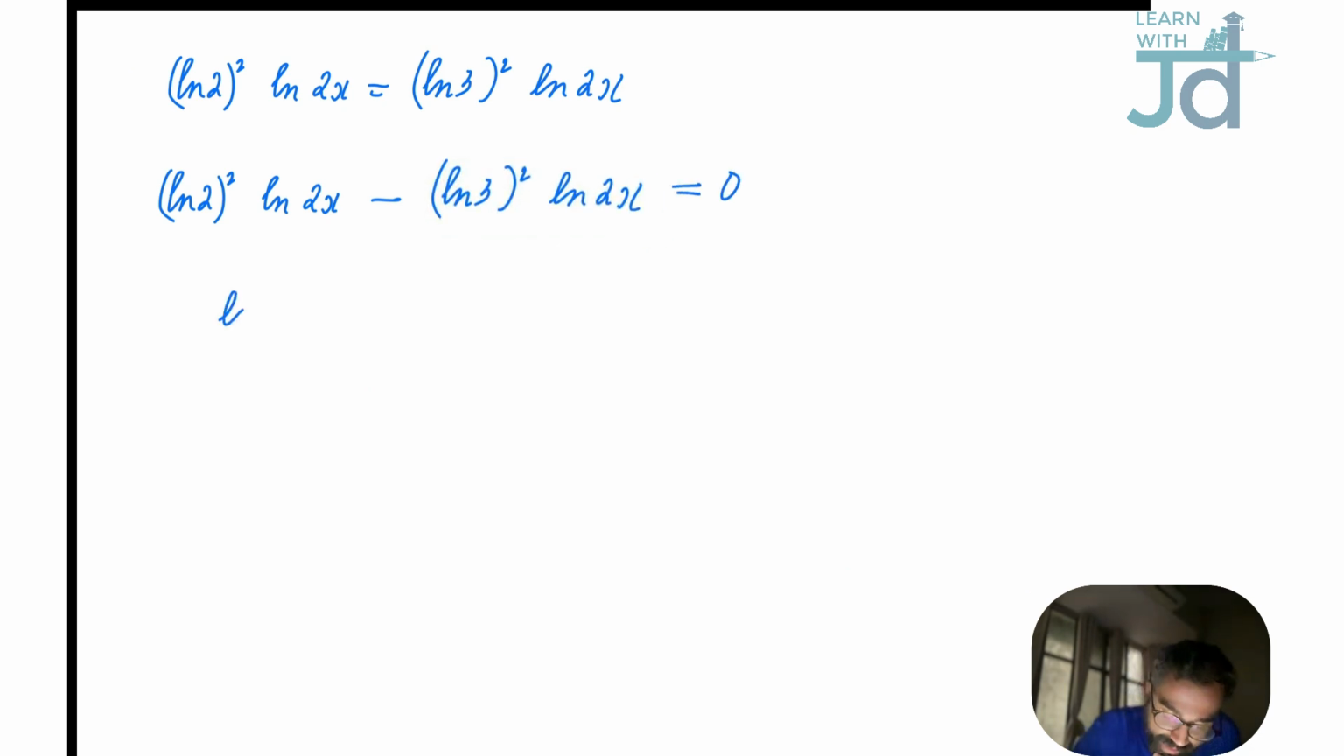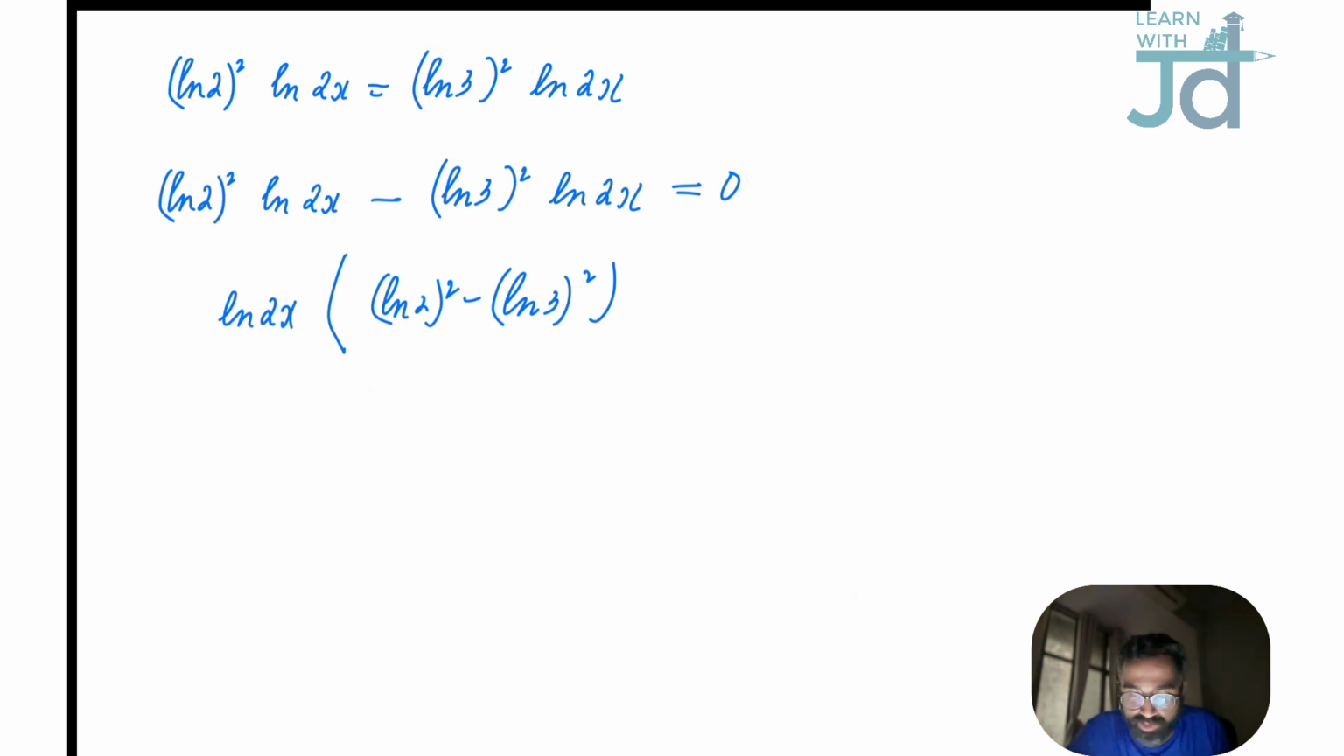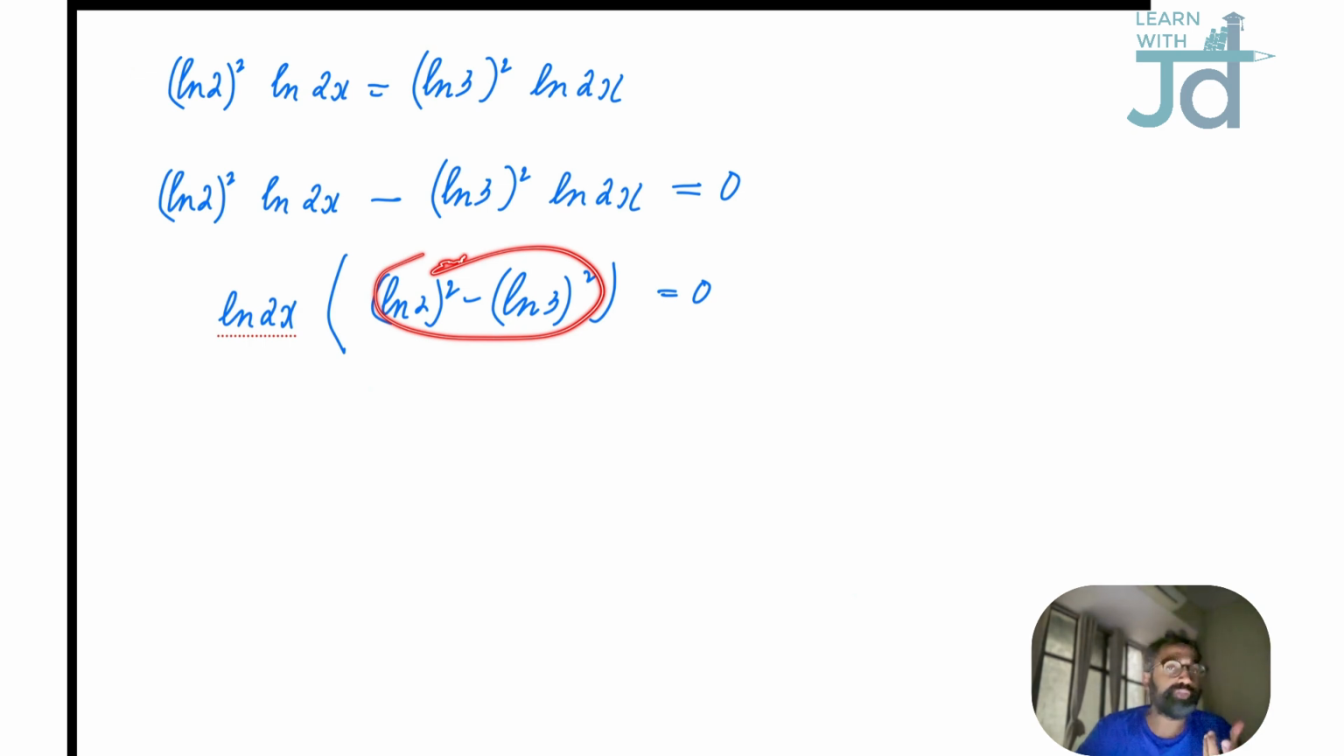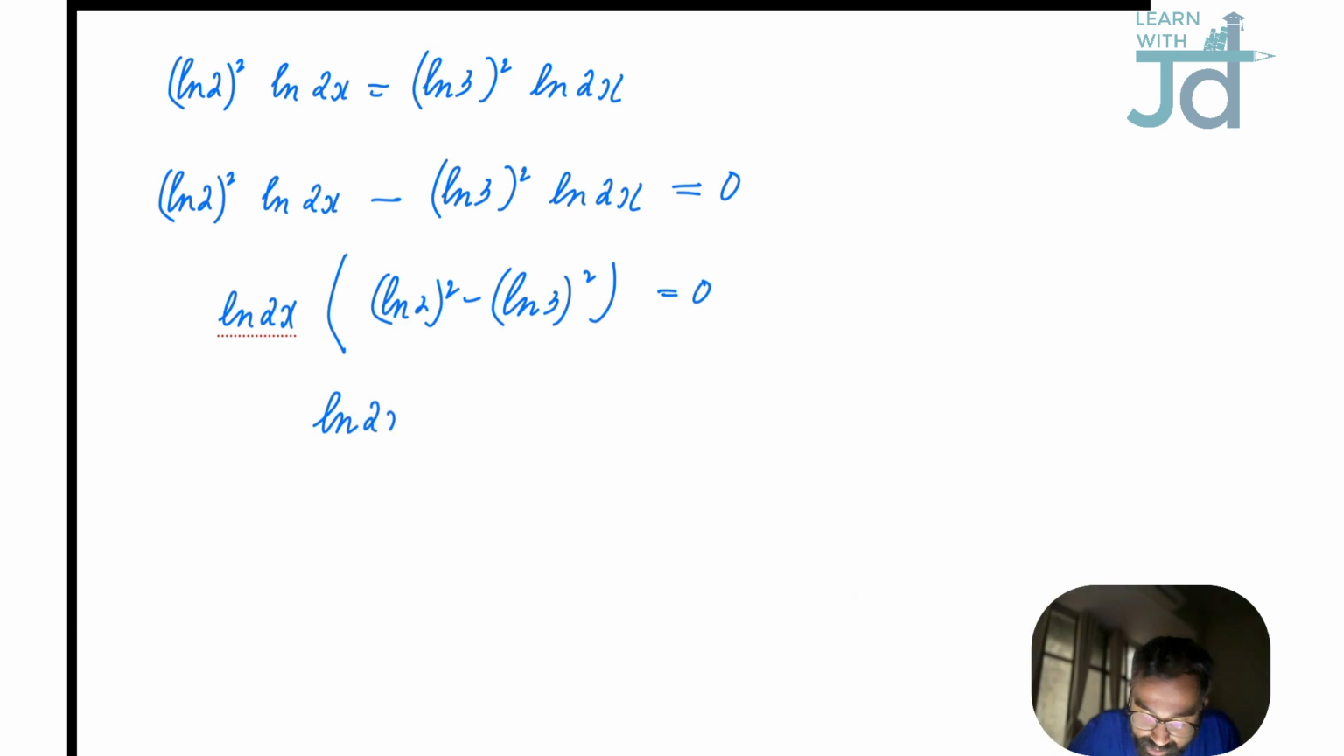Anything common? Yes, ln 2x is common, and we have ln 2 whole squared minus ln 3 whole squared. So product of two terms is 0. So either this is 0 or this is 0. This cannot be 0, because ln 2 and ln 3 are totally different values numerically, so you cannot say their difference is 0. So obviously this is 0. So ln 2x is equal to 0, so 2x is equal to 1. So x is equal to half. So this is the answer.